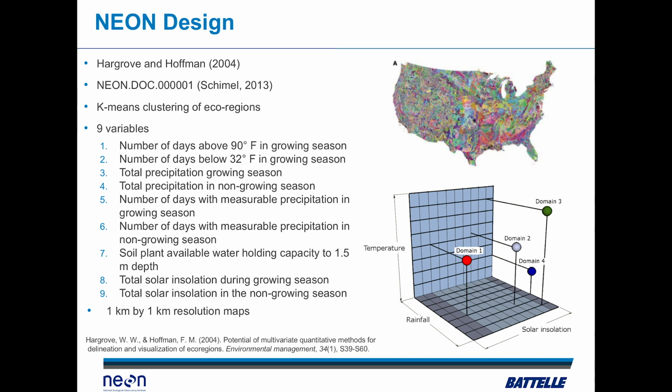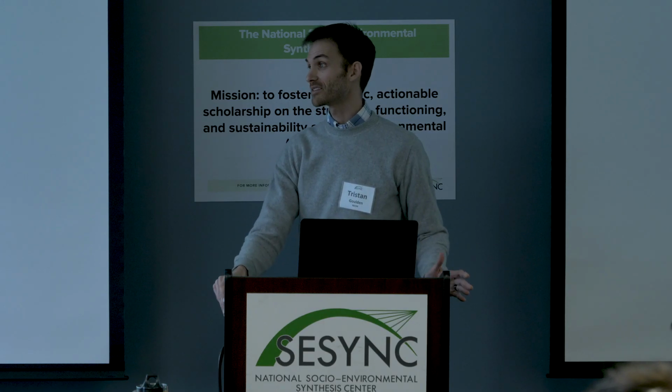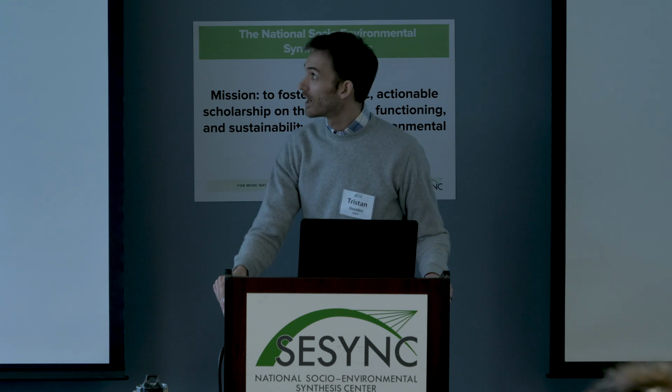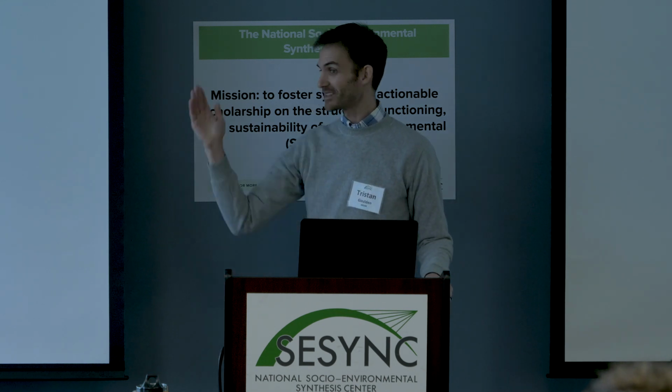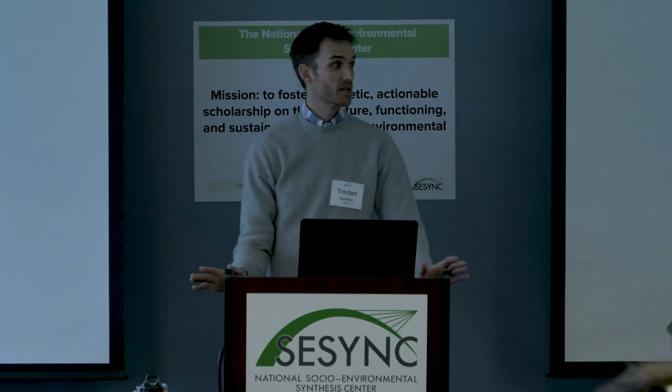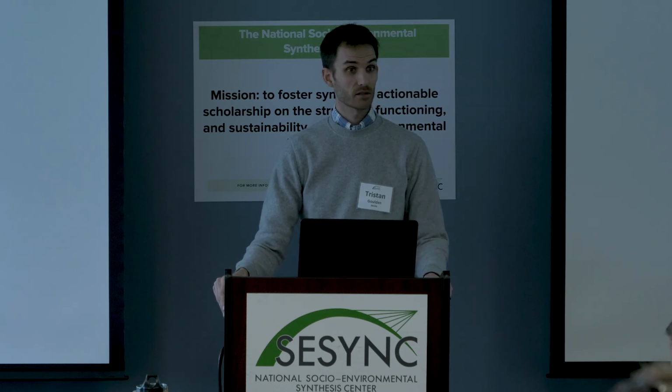And so if you want to look at the exact way that NEON divided the country into different ecoregions, you can go back to NEON.DOC.000001. This is the original NEON science design document. I don't know what document number we're up to now, but it's well into the thousands. But this is the very first document where you can get a lot of that information. And essentially, it's based on a k-means clustering algorithm.